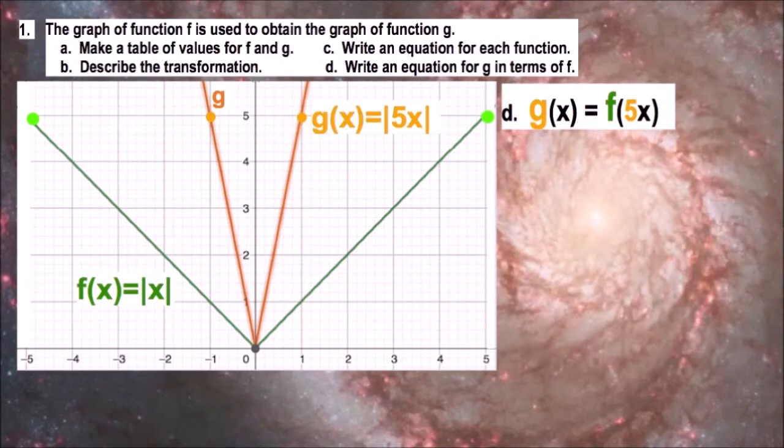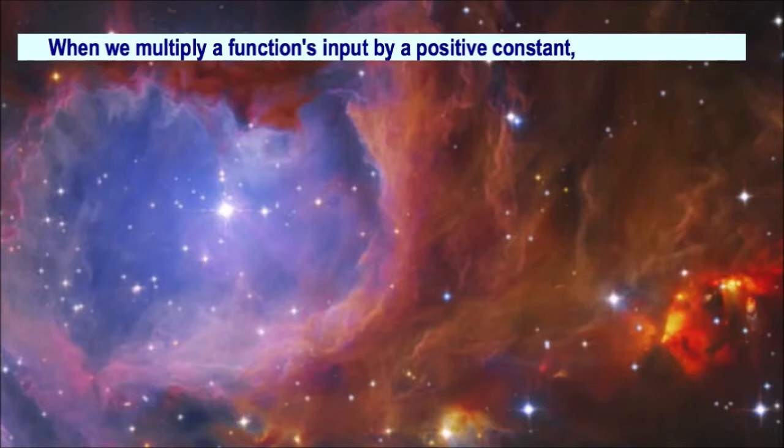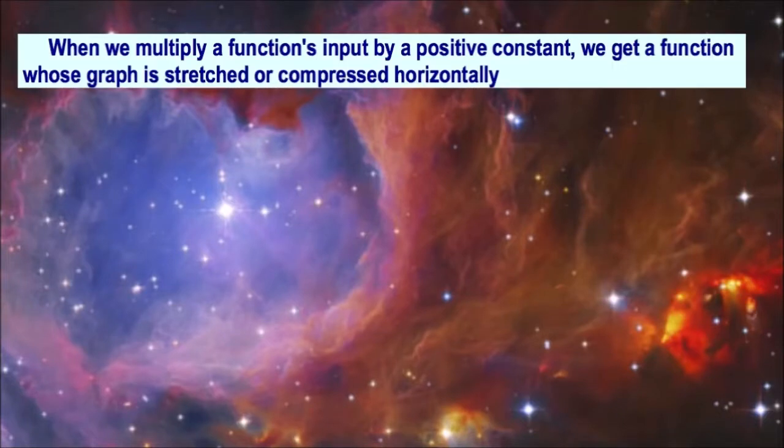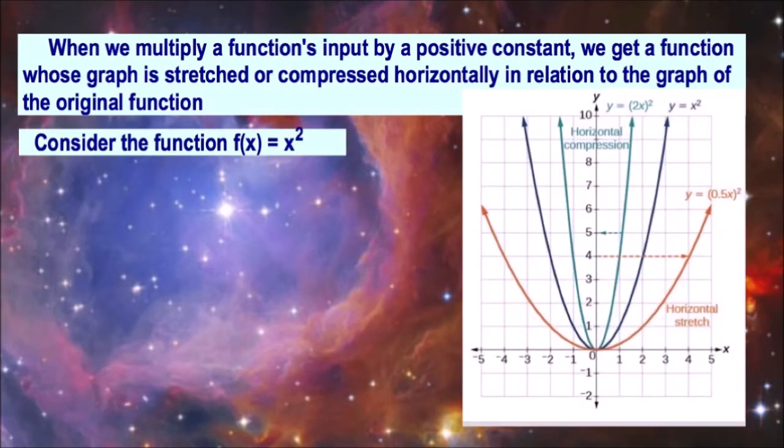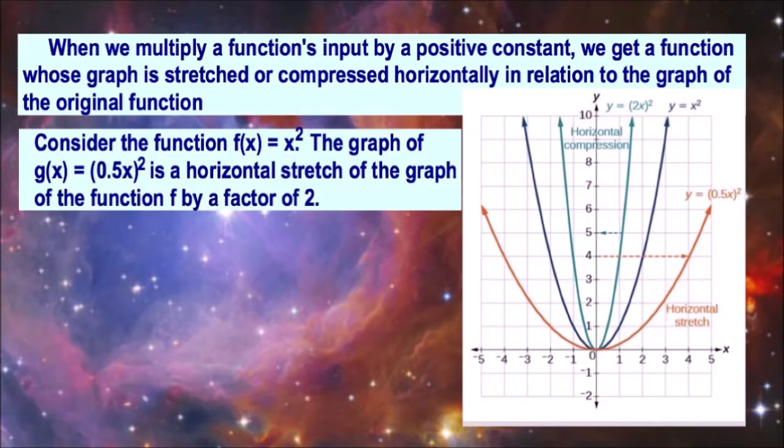Part D. Write an equation for g in terms of f. G of x is equal to f of 5x. When we multiply a function's input by a positive constant, we get a function whose graph is stretched or compressed horizontally in relation to the graph of the original function. Consider the function f of x equals x squared. The graph of g of x equals the quantity 0.5x, everything squared, is a horizontal stretch of the graph of the function f by a factor of 2.